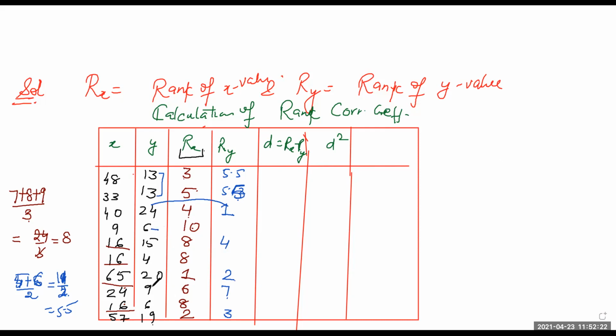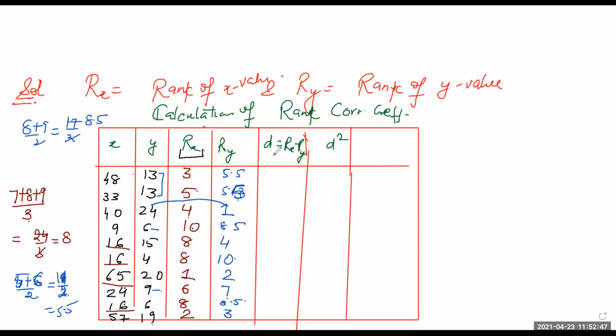8 and 9th position is occupied by this, so their average is 8 + 9 divided by 2, that is 17/2, that is 2 8s are 16, 8.5. So both 6s will get the rank 8.5. So 8th and 9th position is over and the last position is left as 10. So we have found out the repeated ranks.